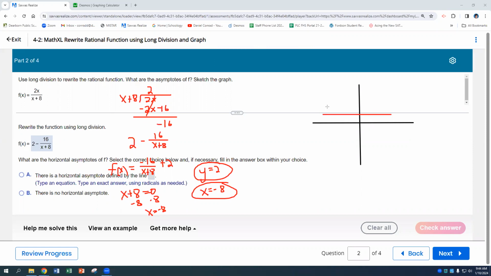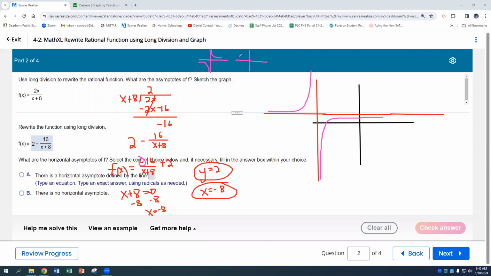And a vertical asymptote at -8, way over here. Okay, and then it is negative. So it's going to be upper left, bottom right. Just like this. Okay, again, if it's positive, it's going to look like this.